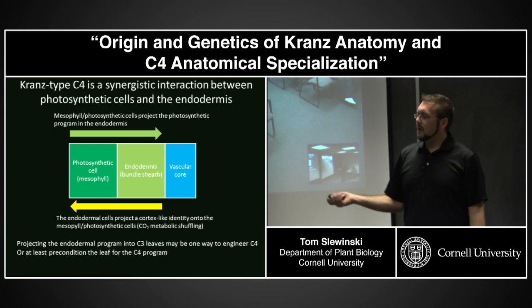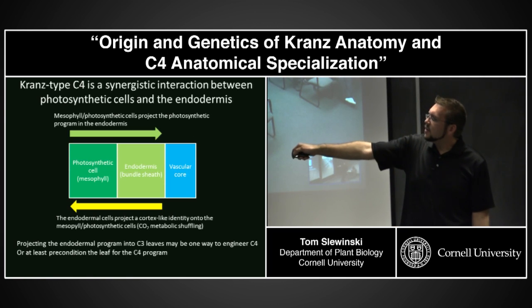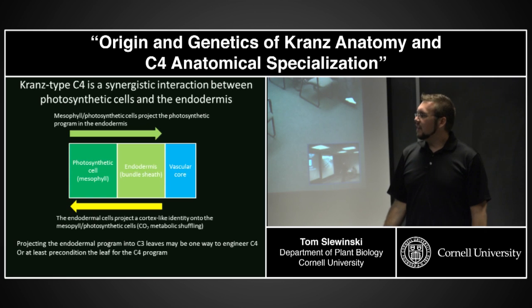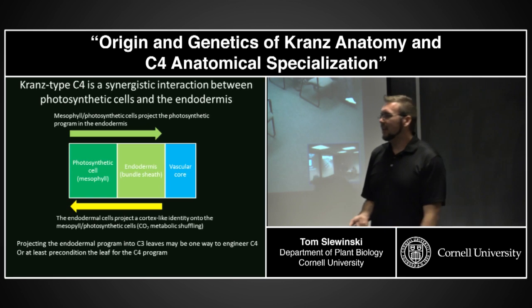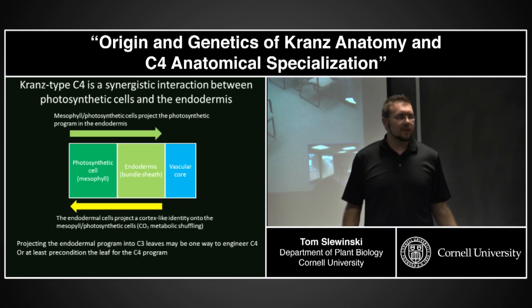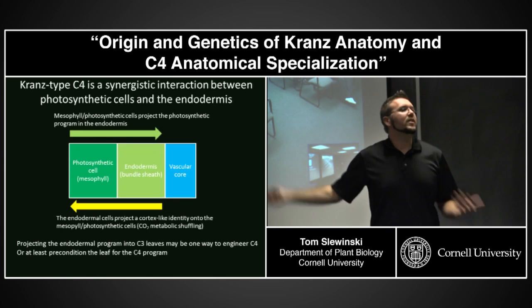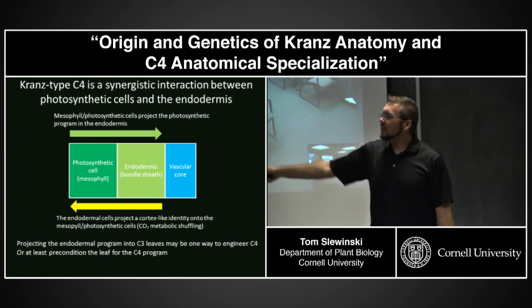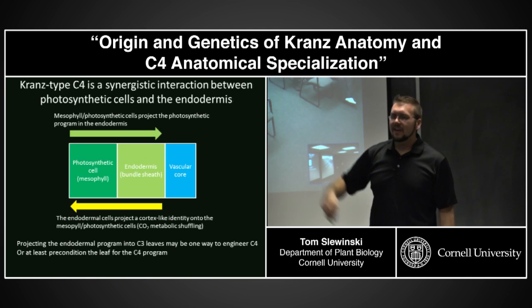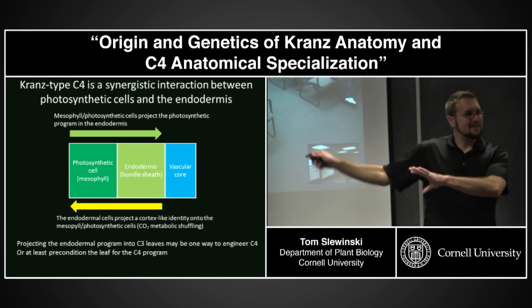So if this is correct, just projecting the endodermal program into C3 leaves may be one way to engineer C4, or at least precondition it. Now, when I started the project, it was estimated that it would take 250 transgenic constructs, a mini chromosome, and 20 years to engineer. But if we can follow evolution and get it to do most of the work for us, I'd rather take this route.